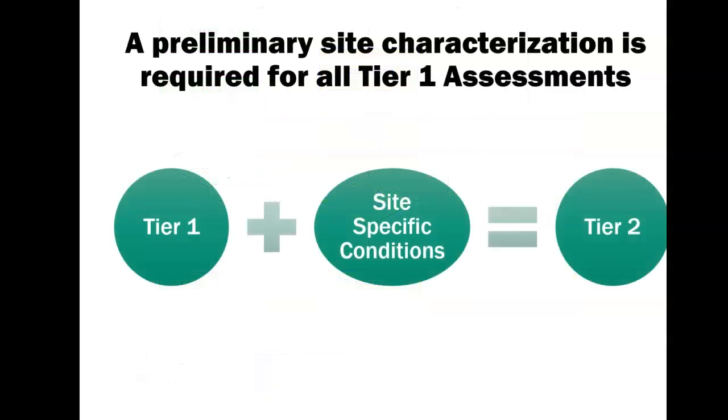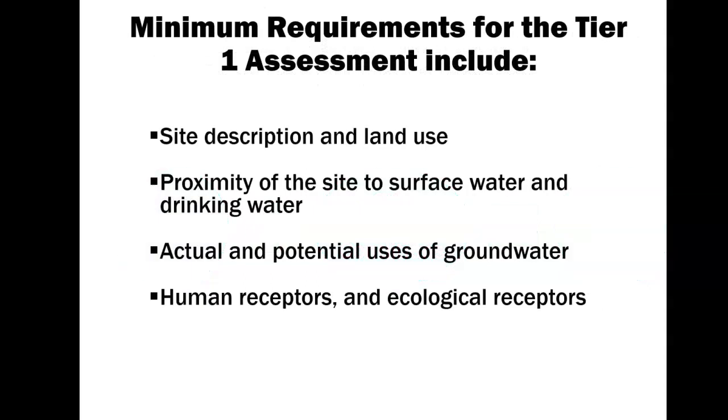So it all starts with a preliminary site characterization. The level of detail is at the discretion of the proponent, but providing additional information may be used to help you develop any of those Tier 2 guidelines. Minimum requirements for the Tier 1 assessment include knowing the site description and land use. Land use is the most important thing, and we're going to go through all of the different land uses.